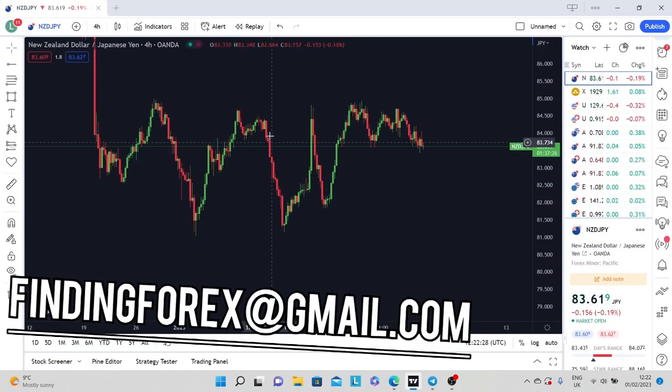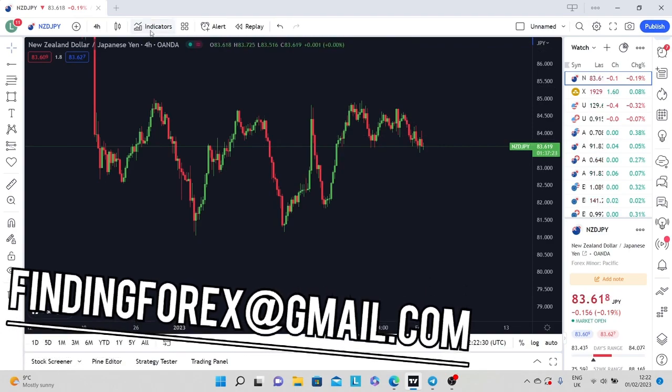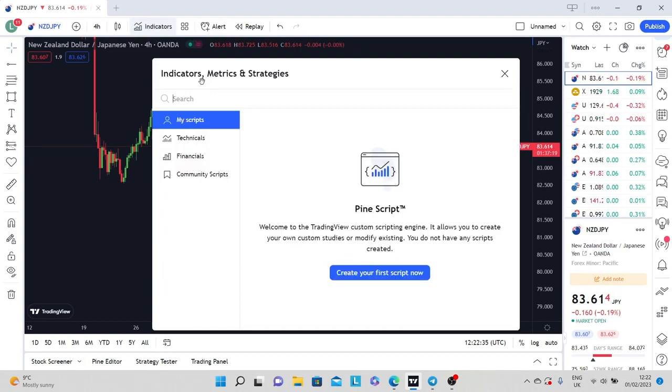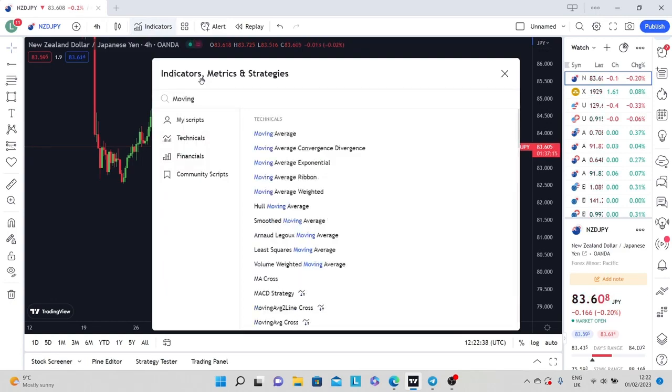So what we're going to be doing is we're going to be coming up to our indicators tab up here. We're going to click on indicators and we're just going to type in moving average. So this is the one we're going to pick. We're going to click it once, that'll bring on one moving average, and then we're going to click it a second time and that'll bring on two moving averages.